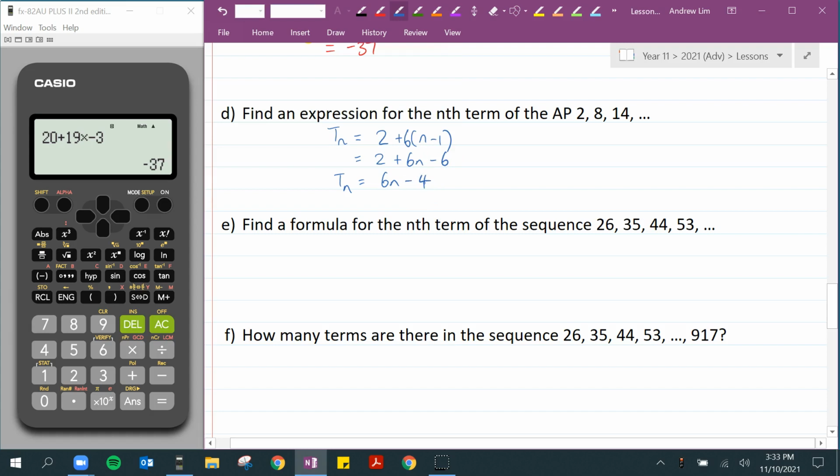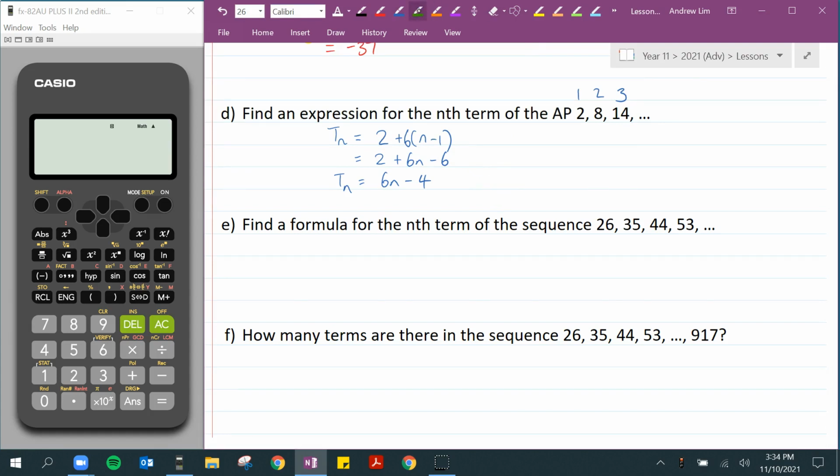Now, you can always check this, right? You can always check your answer. When n is 1, this is our first; n is 1, n is 2, n is 3. 6 times 1 is 6, minus 4 is 2. That's good. 6 times 2 is 12, minus 4 is 8. Yep. 6 times 3 is 18, 18 minus 4, yes. So we know that we did this correctly.